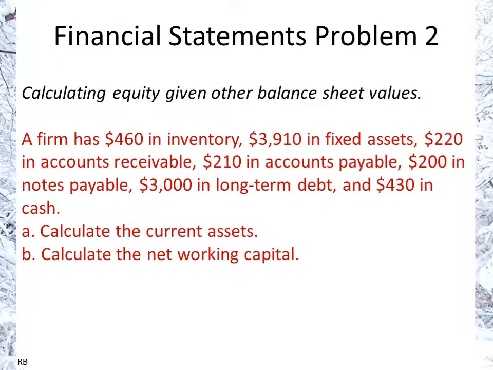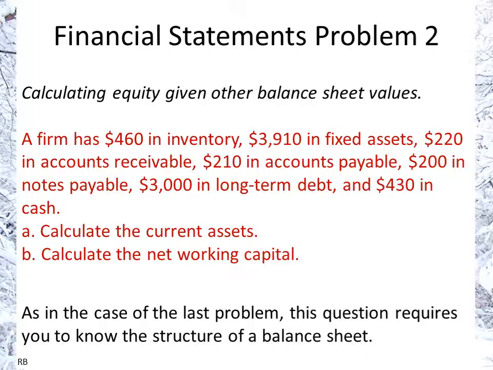So, problem 2 for financial statements. A firm has $460 in inventory, $3,910 in fixed assets, $220 in accounts receivable, $210 in accounts payable, $200 in notes payable, $3,000 in long-term debt, and $430 in cash. So it's asking us two things here. Number one, or A, calculate the current assets, and B, calculate the net working capital.